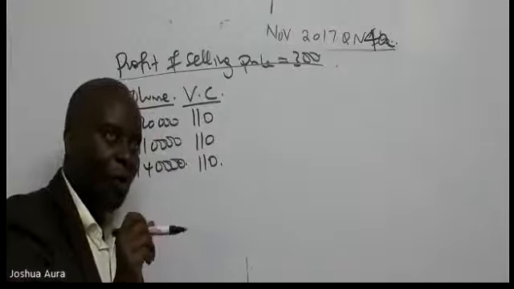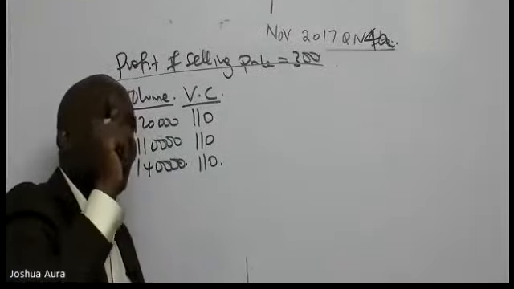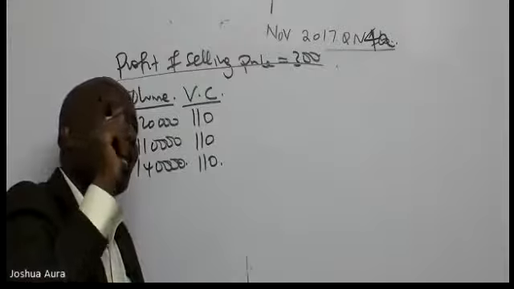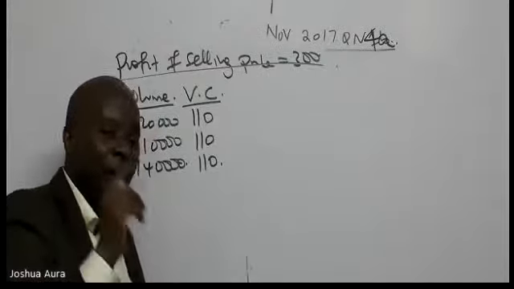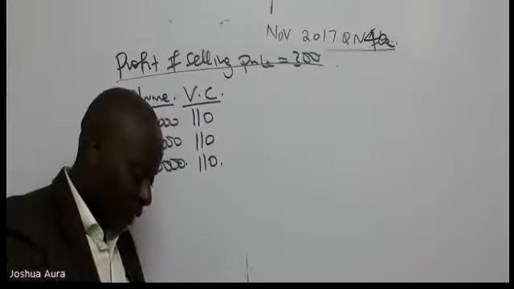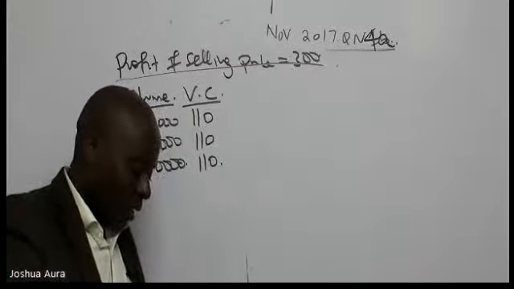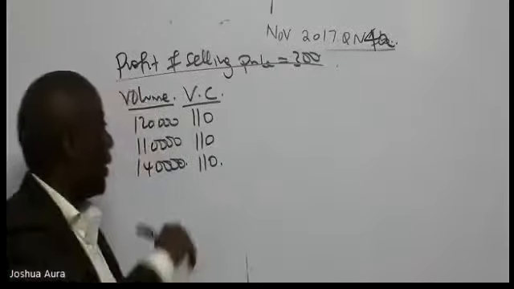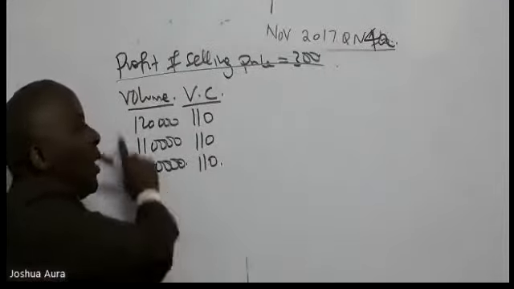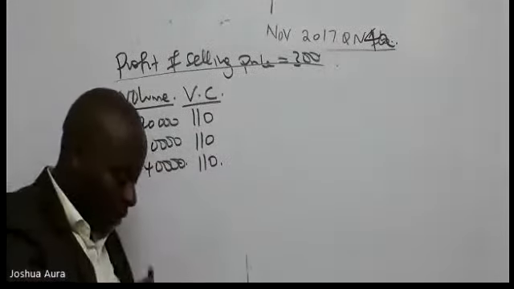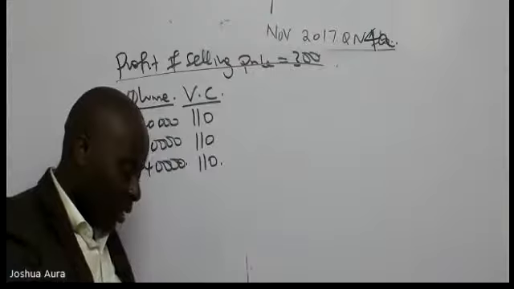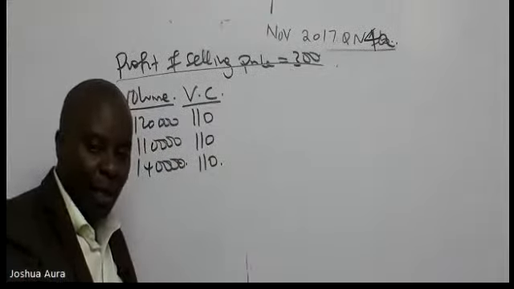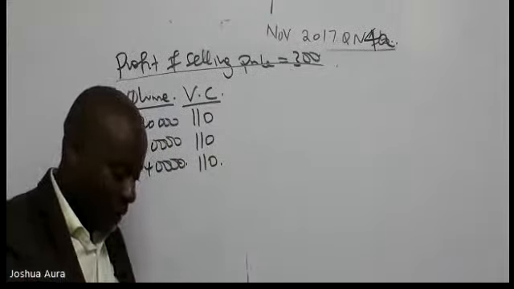120. If you're going to produce a maximum of 100,000 units and below, then the variable cost will be what here? 120. However, if production exceeds 100,000, like these 3, then the variable cost goes down to 110 per unit. Thank you very much.